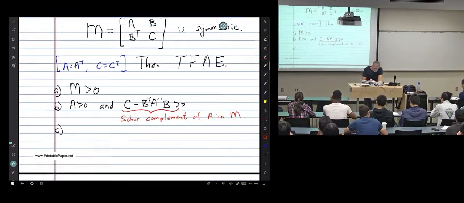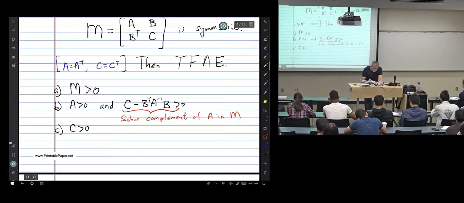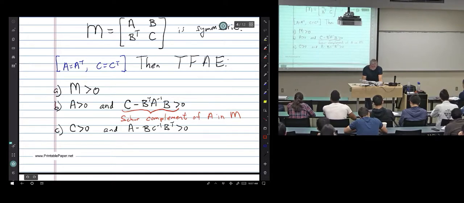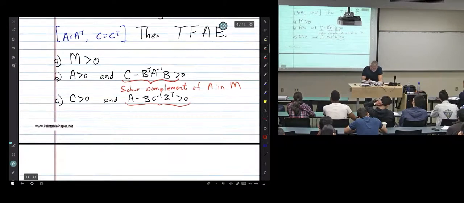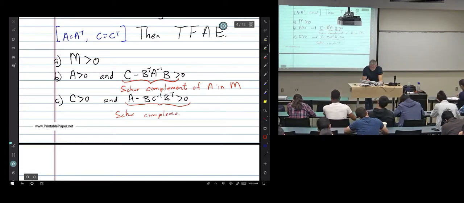And then the other part is, instead of starting at the top, you can start at the bottom. You can check C is positive definite, and then check that A minus B C inverse B transpose is positive definite. And this is the Schur complement of C in M.